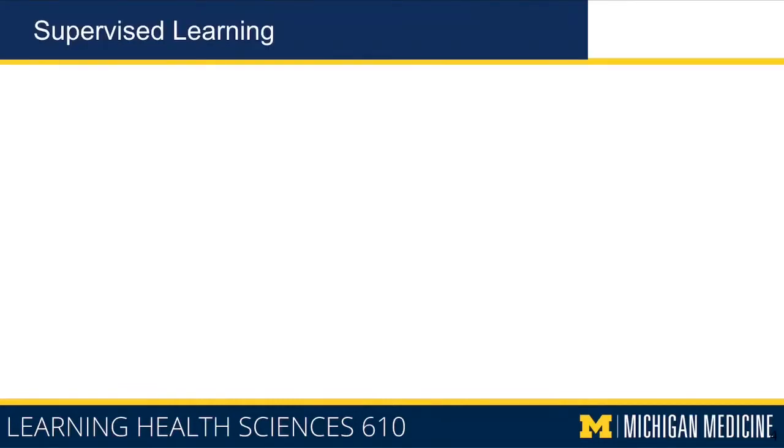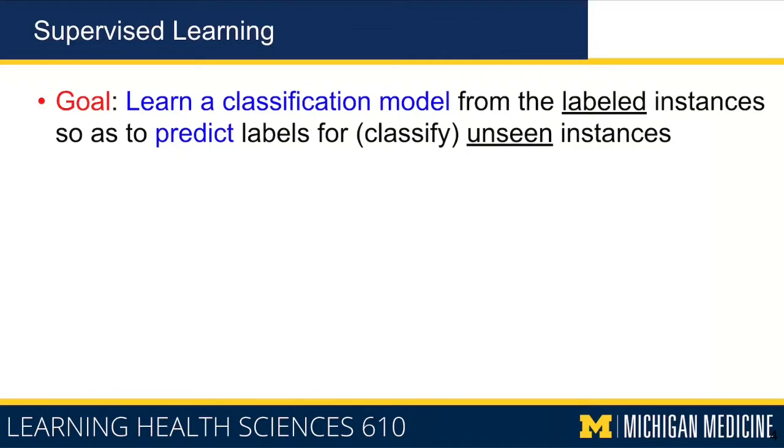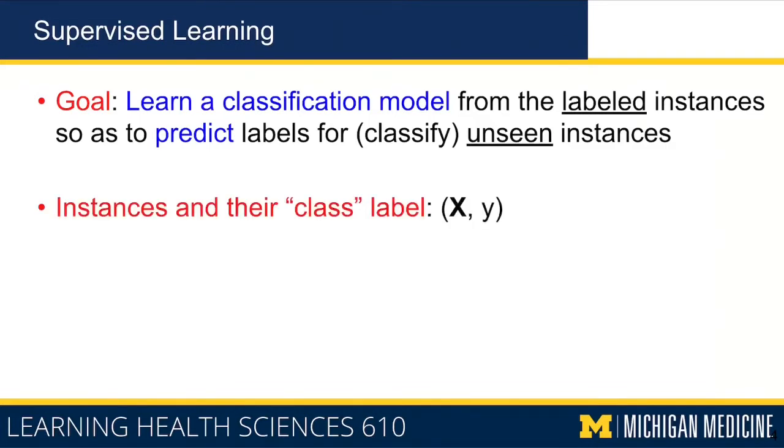In this video, let's recap what we covered last week. We started with the definition of supervised learning. The goal of supervised learning is to learn a classification model from the labeled instances so as to predict the labels for unseen instances later on. The first phase, where we are learning a model, is called the training phase, and the second phase is called an inference or testing phase.